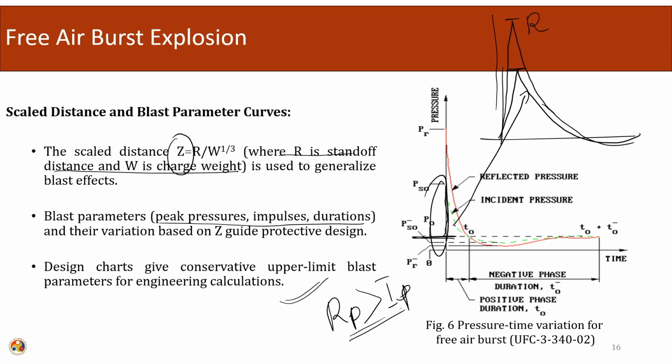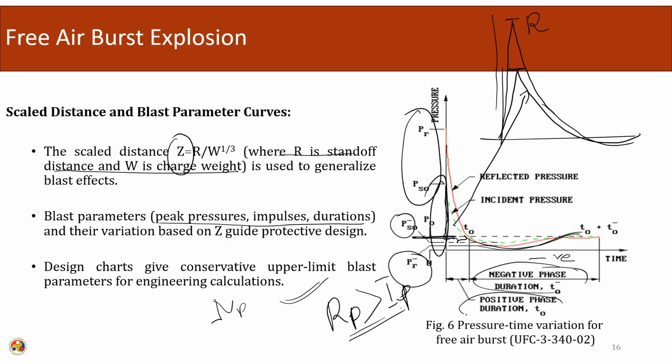This is called the positive phase duration, and after that it goes into the suction phase or the negative phase. In the negative phase, the pressure, either reflected or incident, is less than in the positive phase, but the negative phase duration is significantly larger than the positive phase duration. The positive phase and the negative phase duration together are known as the total duration.